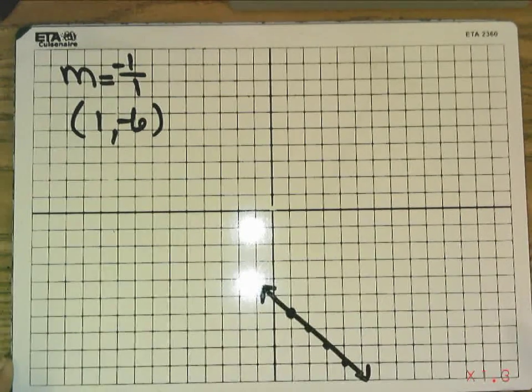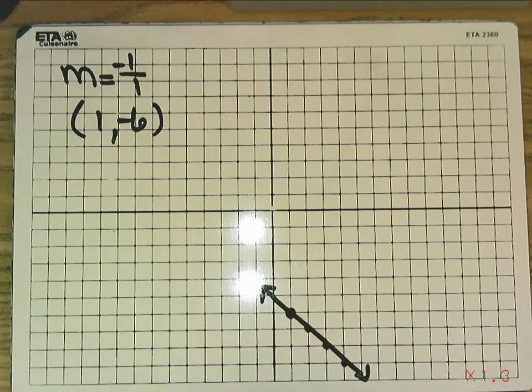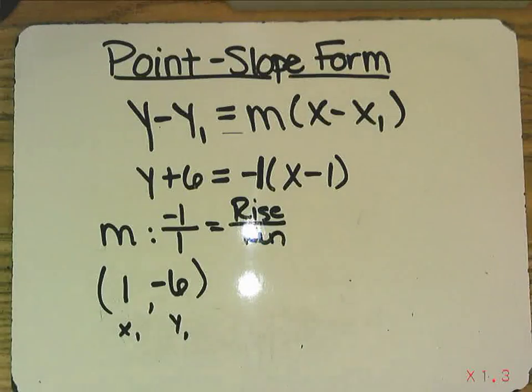I'm going to double check to make sure the slope of my line is reasonable. If I were to look at this line, this should be a negative slope. And when I look at my slope, I do have a negative slope. My slope is negative 1. So that's how you can take something in point-slope form, identify the slope, a point on the line, and use that information to graph the line.